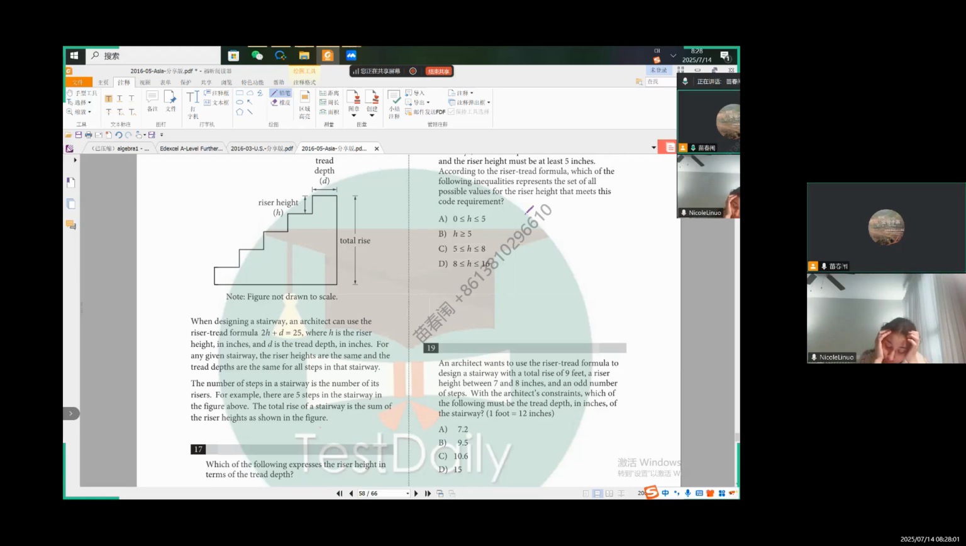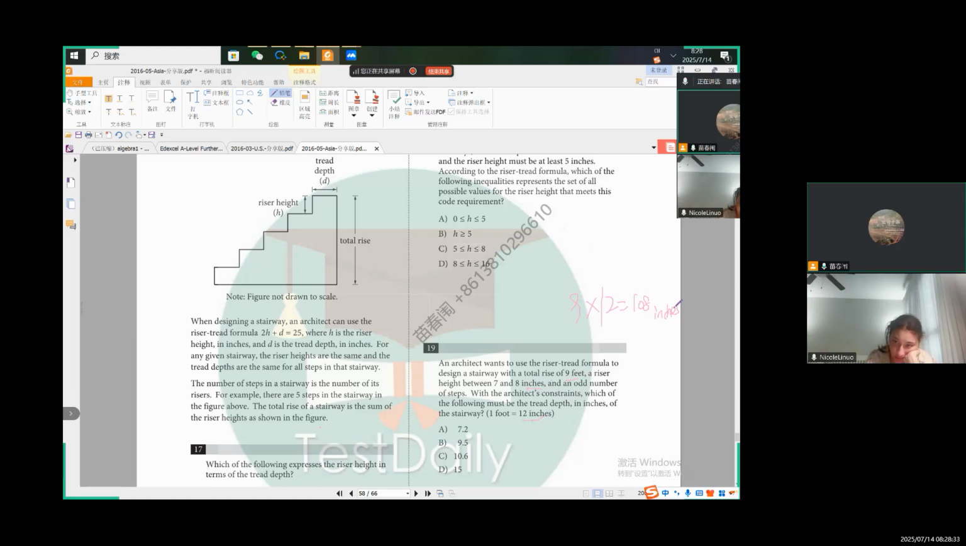So the total rise is 9 feet. Right, and the riser height is between 7 and 8. Since they want inches now and this is feet, I can change it: total rise is 9 times 12, which is 108 inches, right?